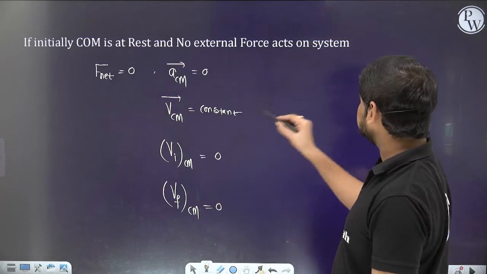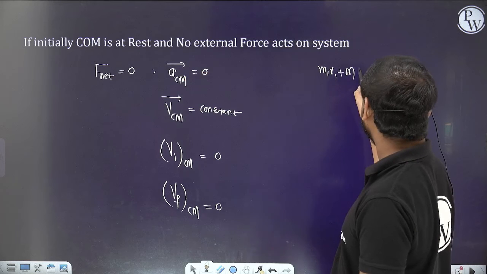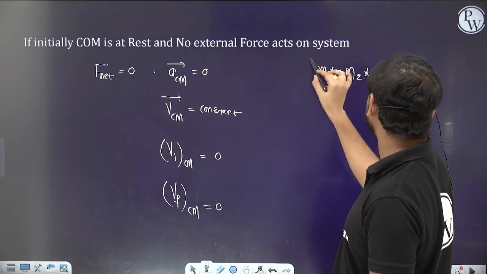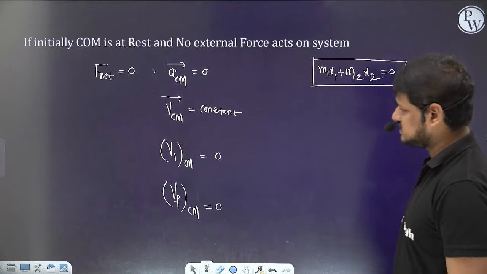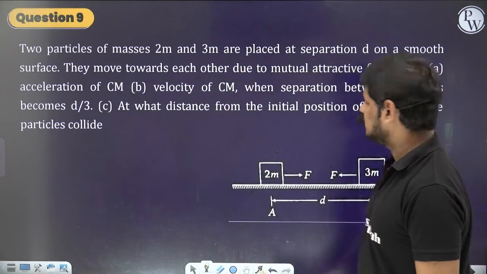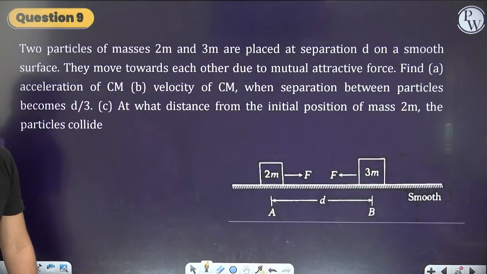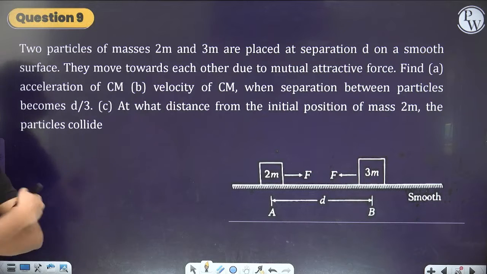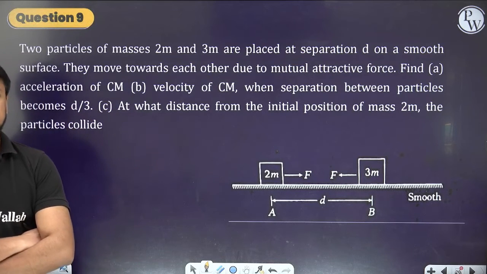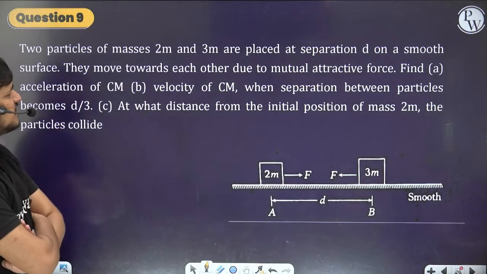I can say if initial velocity is 0, the final also should be equal to 0. So I can write, if the center of mass is stationary, rest means stationary, m1 x1 plus m2 x2 is equal to 0. This condition you can apply, guys. Again, the same condition. If initially it is at rest, then finally also it's going to be at rest. We'll solve a question so that you'll understand even better. So take this question. Try to read this question and understand quickly. Simple, there are three parts of the question.